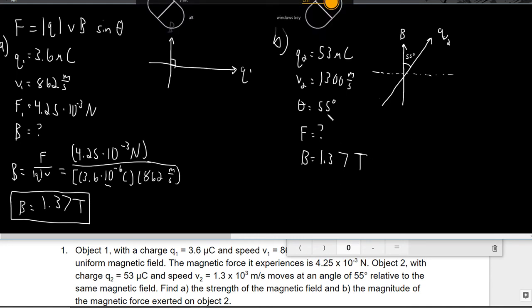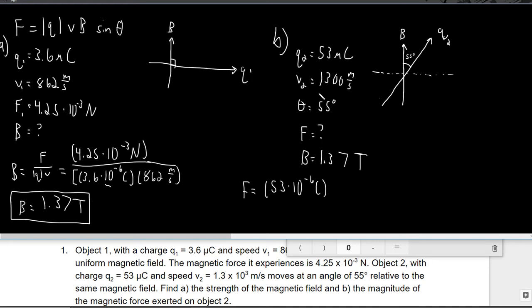All right, so now I've got enough to figure out the force for part B here. I don't need to do any algebraic rearrangement. Force for part B is going to be equal to Q, 53 microcoulombs. Let's rewrite that as 53 times 10 to the negative 6 coulombs, times the velocity, 1,300 meters per second, times the strength of the magnetic field we found to be 1.37 Teslas. And we take that times the sine of 55 degrees.